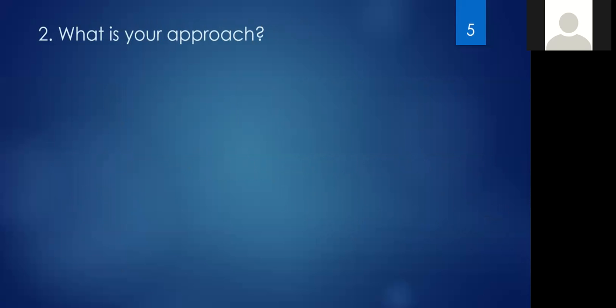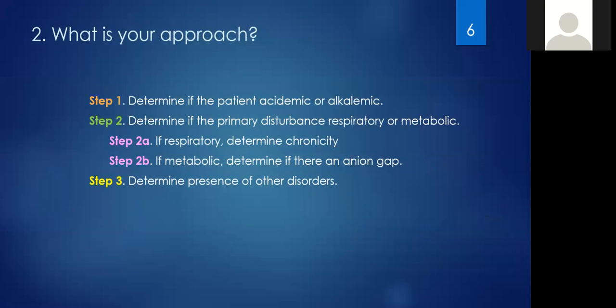Second critical slide is figuring out an approach. Okay, so again, we covered this in the last session, but step one, figure out is the patient acidemic or alkalemic. Step two, determine what the primary disturbance is, whether it's respiratory or metabolic. If it's respiratory, determine chronicity. If it's metabolic, determine if there's a gap. And then lastly, determine are there any other disorders present.